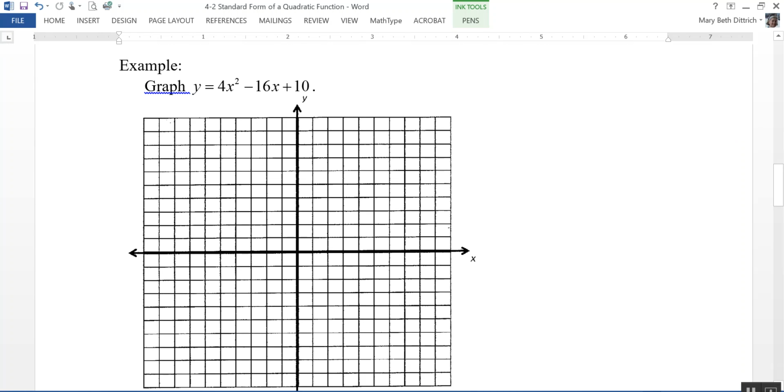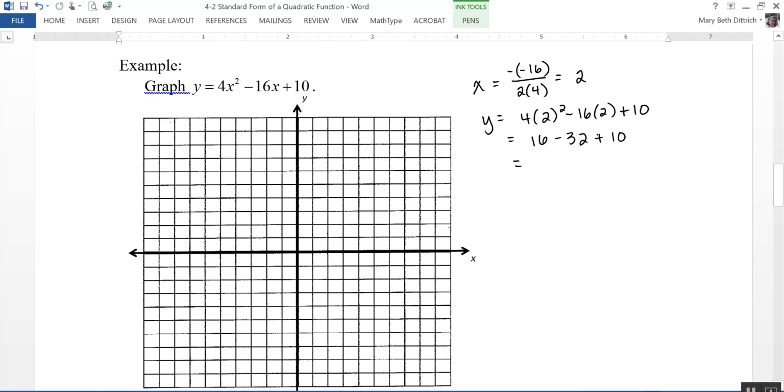Okay, here's our next example. We need to graph the function y equals 4x squared minus 16x plus 10. The first thing I'd like to do is find my vertex. So x equals negative b over 2 times a, and that's going to give me 16 over 8, or 2. To find my y, I'll plug that in. 4 times 2 squared minus 16 times 2 plus 10. 2 squared is 4, times 4 gives me 16, minus 32 plus 10, which gives me a y value of negative 6. So my vertex is the point (2, negative 6).